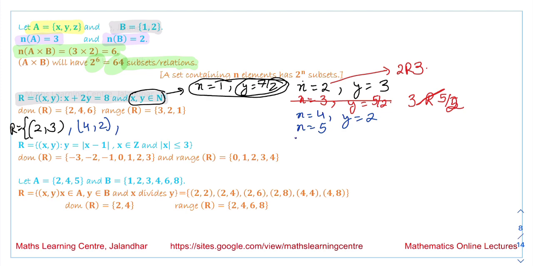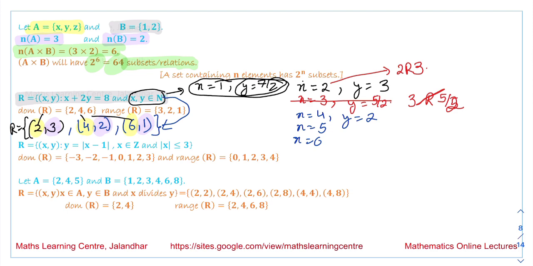And if we put x equal to 6, we are saying 6 will be related to 1. So this is the set R we are talking about. The domain of this set is 2, 4, 6, and the range of this set is 3, 2 and 1. This is the range of the set, and these elements 2, 4, 6 form the domain of this set.